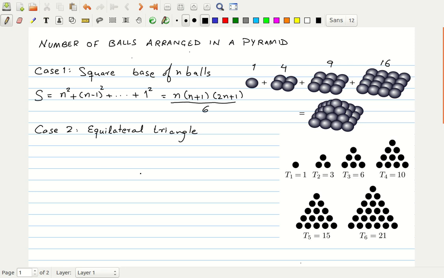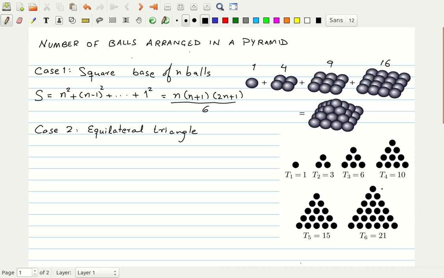Now let us consider the second case of an equilateral triangle. Suppose we have an equilateral triangle of base 6, right? The bottommost layer has 6 balls on each side. So 1, 2, 3, 4, 5, 6. Now if this base has 6 balls on each side, what is the number of balls on the bottommost layer?